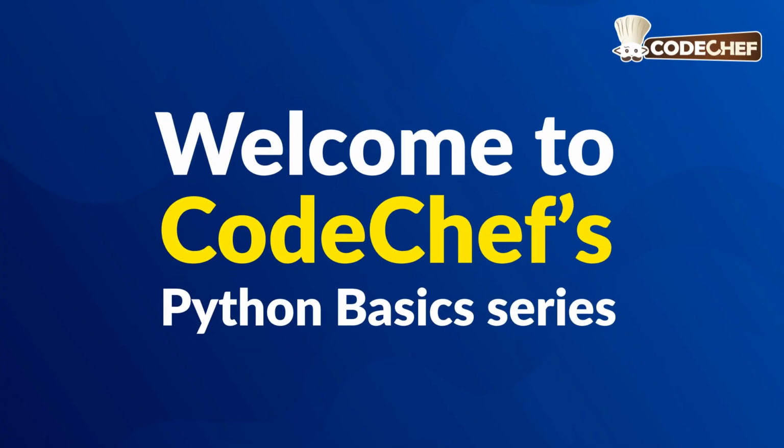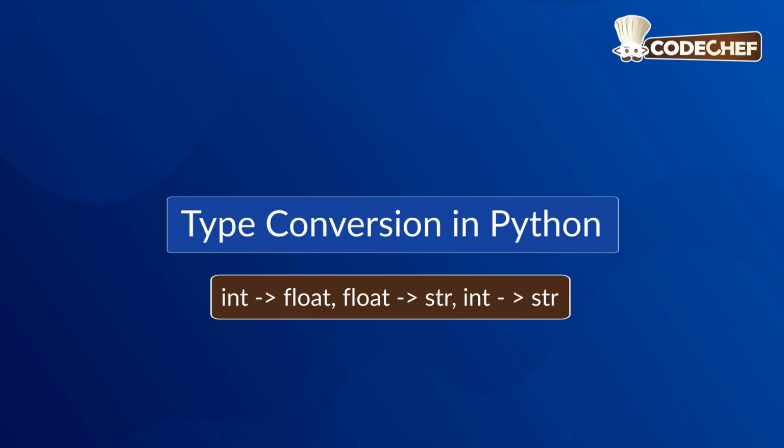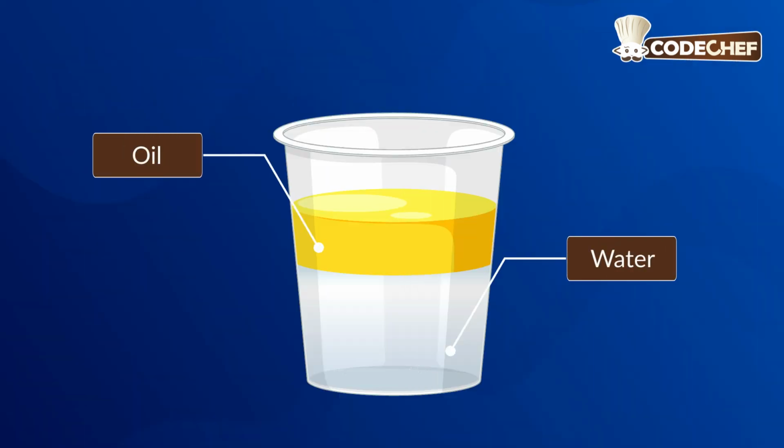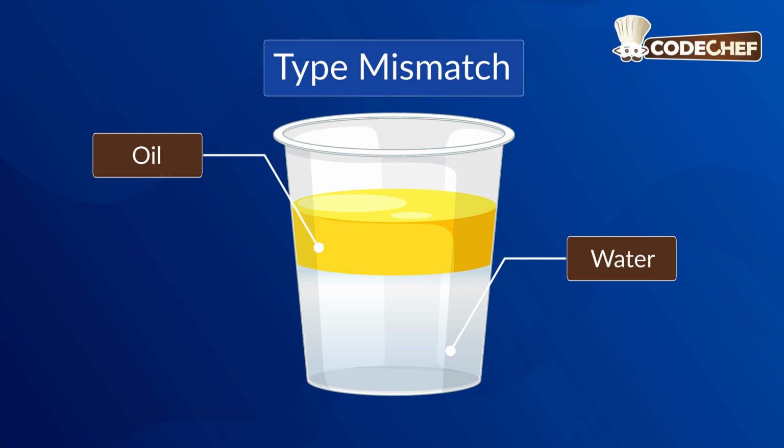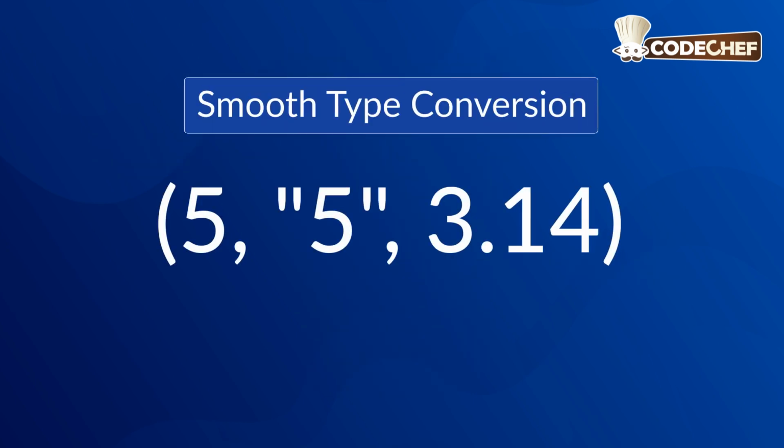In this lesson, we'll explore type conversion, the process of converting one data type into another, such as integers to floats or numbers to strings. Just like oil and water don't mix well, mismatched data types in Python can cause errors. Understanding type conversion helps ensure your code runs smoothly.